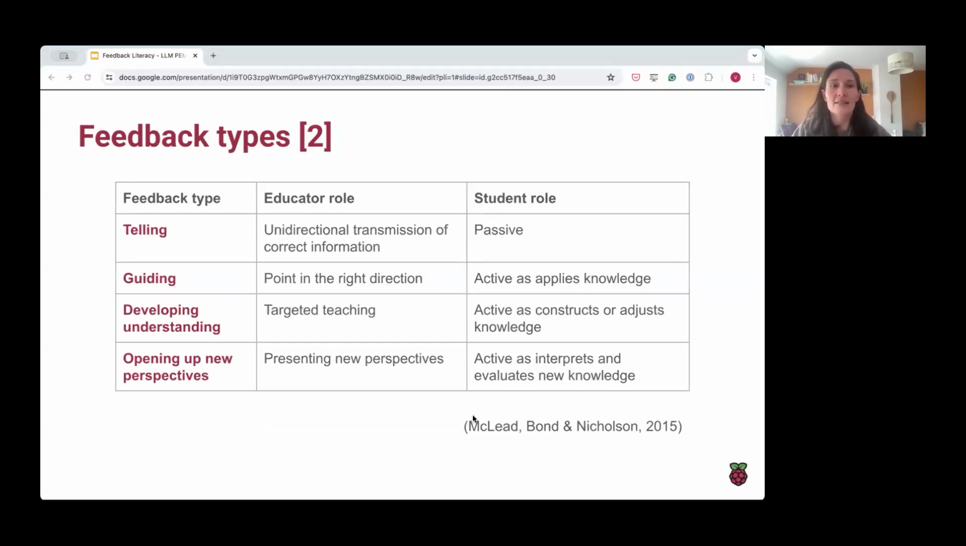McLean et al. formalize four types of feedback in their study. First, a telling type feedback. So a unidirectional, correct information to be transmitted from experts to passive students. Next, there's guiding. As students start to think about feedback as a two-way event in which the feedback acts as a pointer in the right direction for them to apply. Developing understanding, in which targeted teaching from the educator is used by the students for their own learning to build on or adjust what they already know. And opening up new perspectives. Educators presenting new perspectives that students use to make sense of information, open to interpretation and critique to inform their own views. So the type of feedback shapes the role of educators and students in this social interaction.